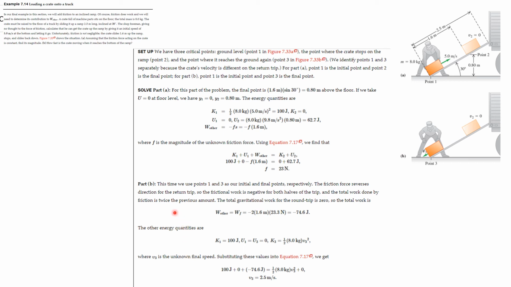Now, in part B, where we're trying to find the velocity it gets back down here, we use points 1 and 3 as our initial and final points, respectively. The work other is going to be the work due to friction, going up and going down. So it is minus 2 times the 1.6, and we have already found that this is 23.3. I rounded it off up here, but that's 23.3. If I do that calculation, we get minus 74.6. Some of it was going up and some of it was going down.